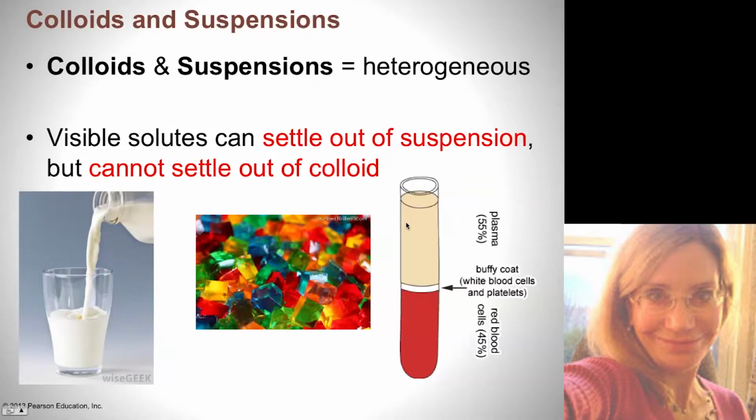Colloids and suspensions are called heterogeneous because there's actually several things together that make up that material. The visible solutes can settle out of a suspension, but they cannot settle out of a colloid. So in the middle here we see jello cubes. That would be a colloid. And over on the right you can see whole blood that has actually been centrifuged so that the heavier particles can come out of this solution into the bottom of the test tube.